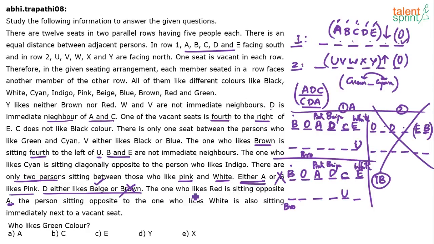The one who likes red is sitting opposite to A. Red is opposite to A. A is fixed, so red can also be fixed. Red comes here, right?